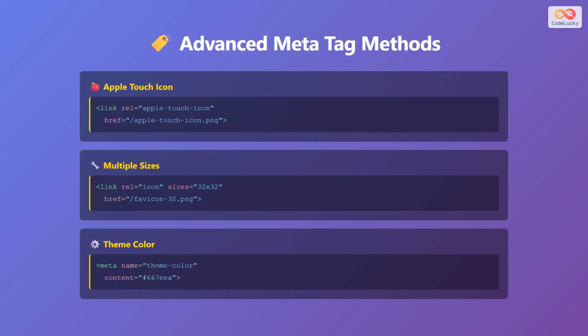For more advanced favicon implementation, you can use additional meta tags. The Apple Touch icon link tag allows you to specify a custom icon for iPhone and iPad home screens, improving your website's appearance on Apple devices. You can also specify multiple sizes by adding a sizes attribute to your link tag, defining different icon files for different screen resolutions. Finally, you can add a meta tag with name equals theme-color to define the color used in the browser's address bar on mobile devices, which enhances your branding across all platforms.